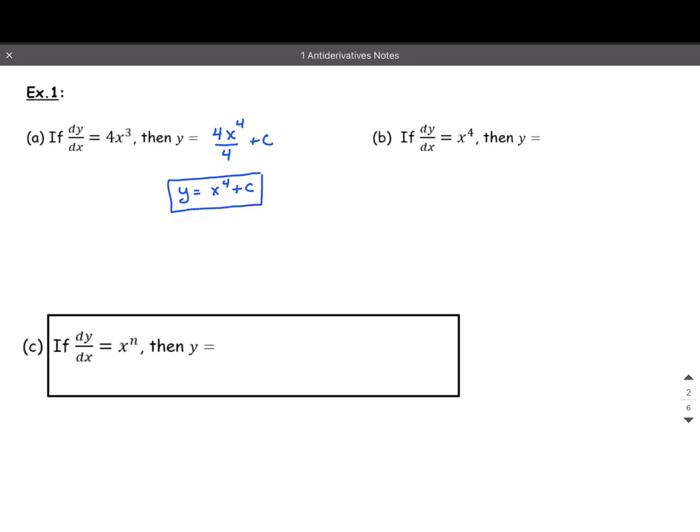And yes, once you get good at this, you're going to jump right to that step. Not a problem. If dy dx equals x to the 4th, what had that derivative? We would have to raise the exponent by 1, and divide by 5, plus c. There is our antiderivative. So in general, if dy dx is x to the n, then the antiderivative y is x to the n plus 1, add 1 to the exponent, divided by our new exponent, plus c. There you go, your first antiderivative rule.